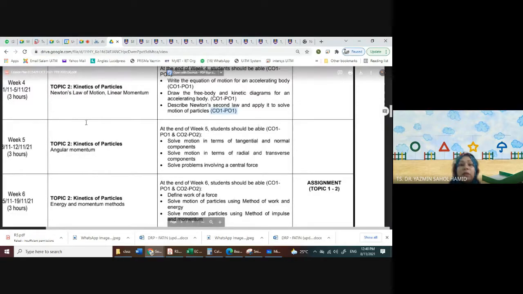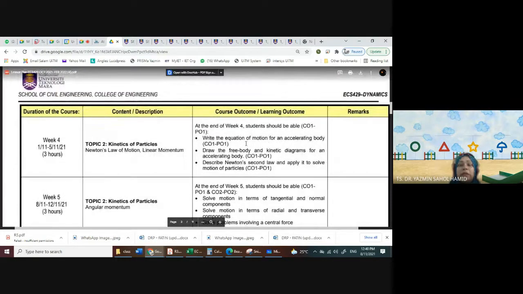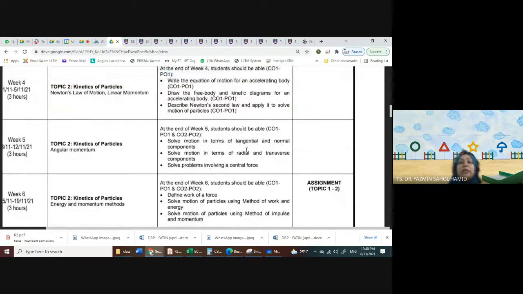Basically if we look at week 4: write the equation of motion of an accelerating body. That we managed to do. Draw the free body diagram and kinetic diagram. Okay, done. And describe Newton's second law and apply it to solve motion of particle. See, the learning outcomes for today's class, we have accomplished. And actually we have done this: solve motion in terms of tangential and normal. Okay, that is done. So basically, this Thursday we will solve motion in terms of radial and transverse.